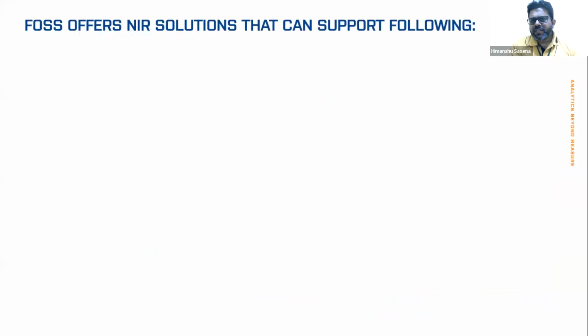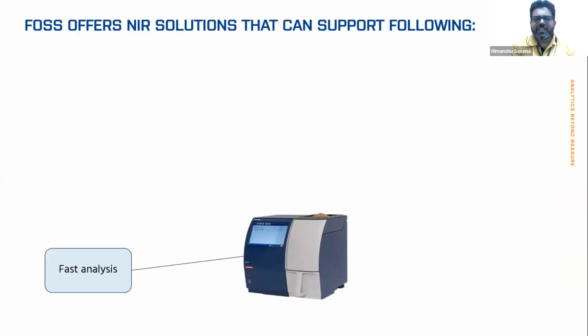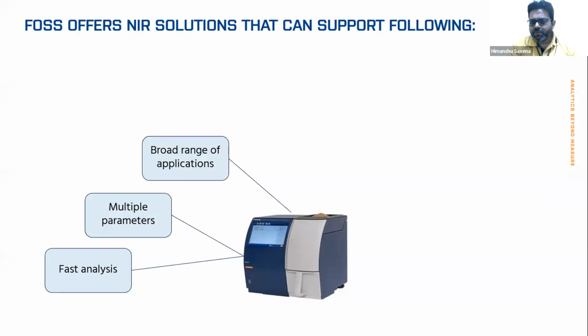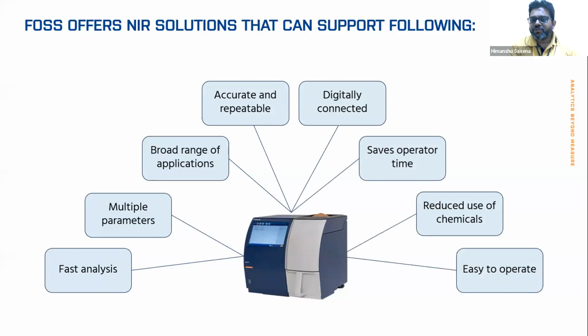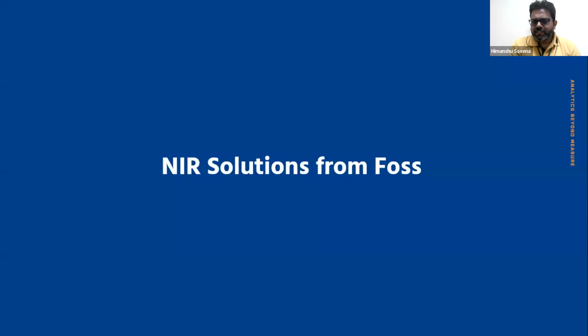And then FOSS offers online solutions which can support the following aspects: fast analysis, multiple parameters, broad range of applications, accurate and repeatable results, digital connectivity, which is very important in terms of multi-site operations, where you have sites spread across geographical locations and you want to integrate them and make sure that every site is performing to the same standards, saves operator time, reduces use of chemicals, and an easy to operate and use system. So these are some of the key offerings, and this is something which is common across different models and different offerings from FOSS.